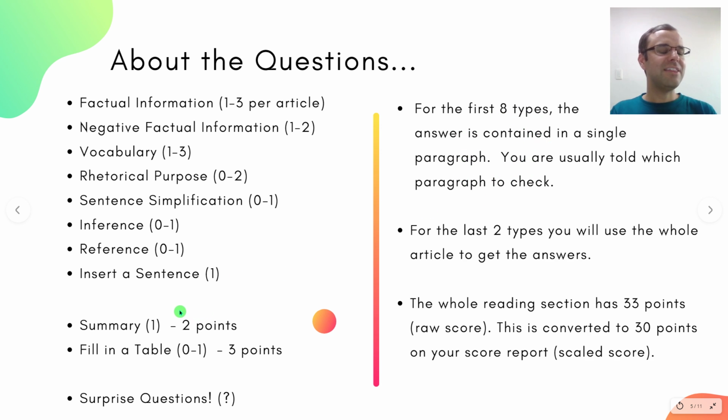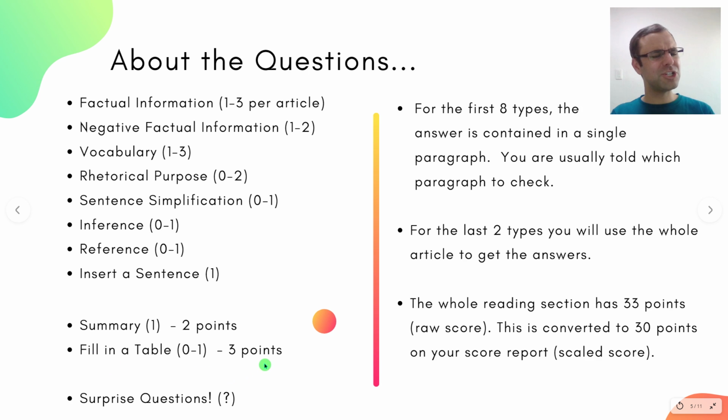And then the final question in each article is either a summary or a fill in a table type. In the summary type, you're given 6 or 7 complete sentences, and you have to pick 3 of those which represent the main ideas of the article. The other sentences represent minor ideas or supporting details, or they represent things that aren't actually in the article. That one's worth 2 points.